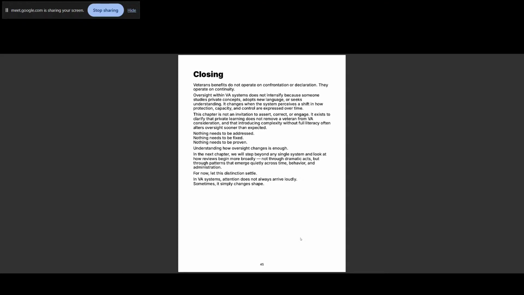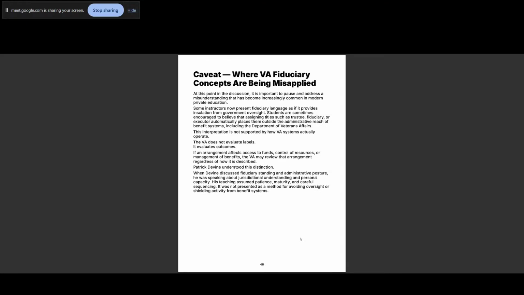In the next chapter, we will step beyond any single system and look at how reviews begin more broadly, not through dramatic acts, but through patterns that emerge quietly across time, behavior, and administration. For now, let this distinction settle. In VA systems, attention does not always arrive loudly. Sometimes it simply changes shape.